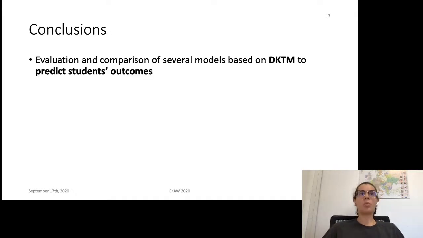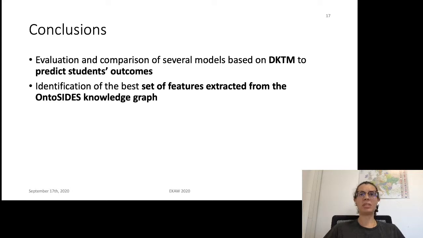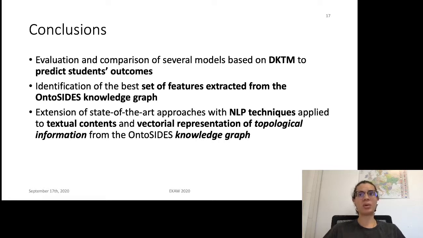So in conclusion, what we have done is to evaluate and compare several models based on deep knowledge tracing machine to predict student outcomes on questions in the medical field. We have identified the best set of features extracted from the OntoSIDES knowledge graph, and we extended the state-of-the-art approaches, adding information coming from NLP techniques applied to textual content, and also topological information coming directly from the OntoSIDES knowledge graph in the form of graph embeddings. And we have shown that these two new sets of features are actually improving our prediction.